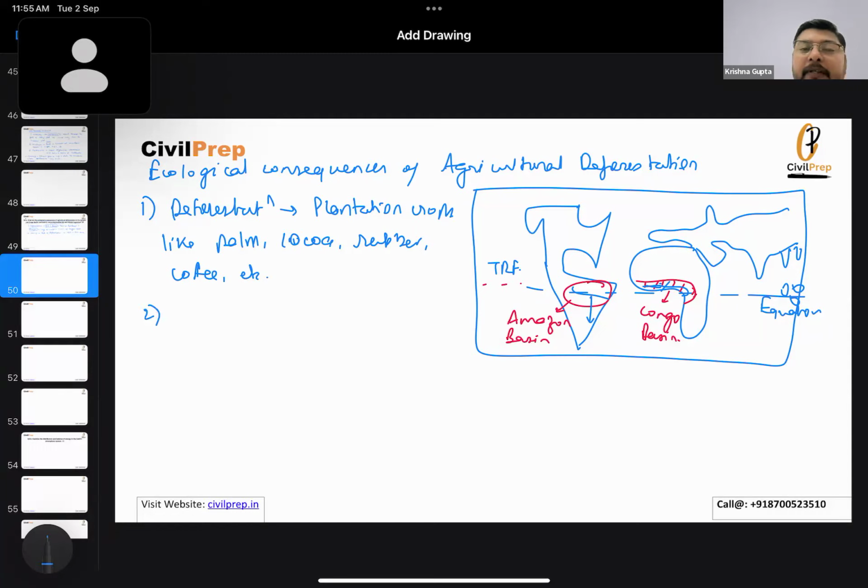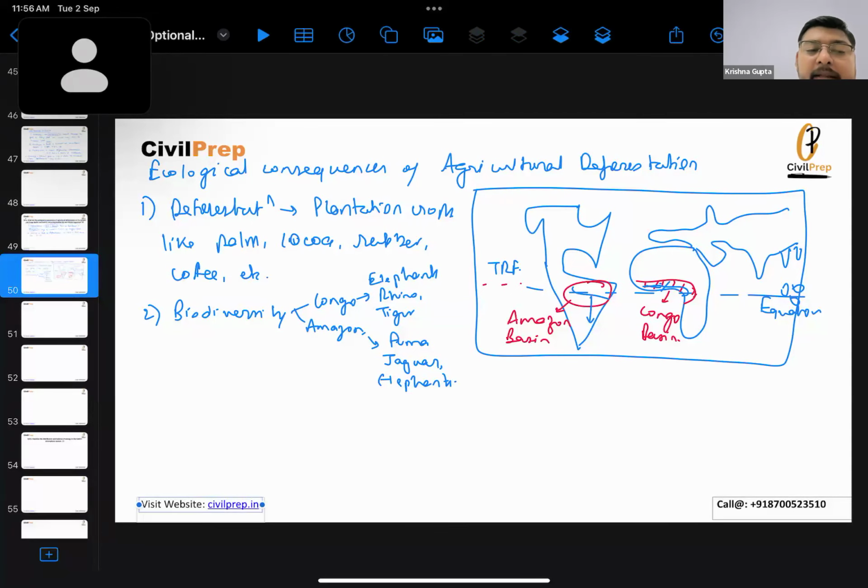Now, when deforestation occurs and these plantation crops are being grown in this region, we will see that whatever the biodiversity, for example, in the Congo basin there is different biodiversity, and in the Amazon basin there is different biodiversity. In Congo, we will see the presence of various elephants, rhino, then we have tiger, etc. In the Amazon region, we have the presence of puma, then we have jaguar, etc. So because of this, we see that there is loss of habitat.